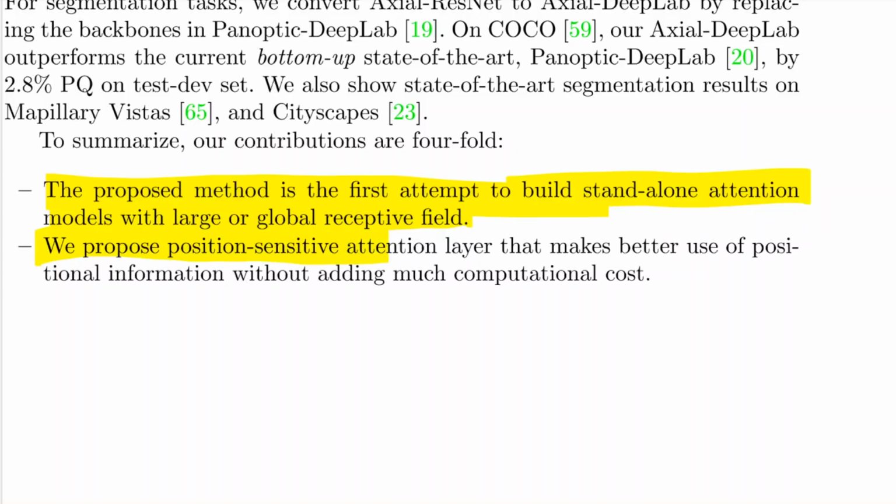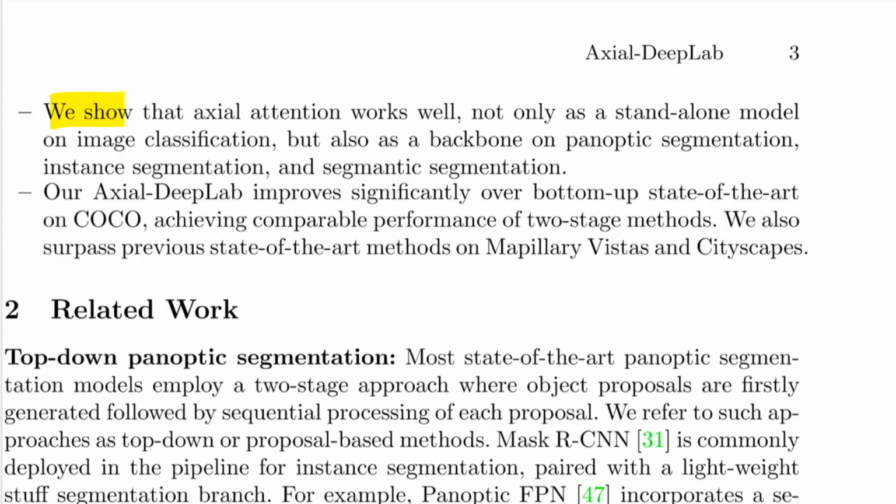We propose a position-sensitive attention layer that makes better use of positional information without adding much computational cost. We show that axial attention works well not only as a standalone model on image classification, but also as a backbone on panoptic segmentation, instance segmentation, and semantic segmentation. Maybe what I described before was instance or semantic segmentation and not panoptic segmentation. Excuse me if that's the case. As you can see, it can be used for various image tasks.